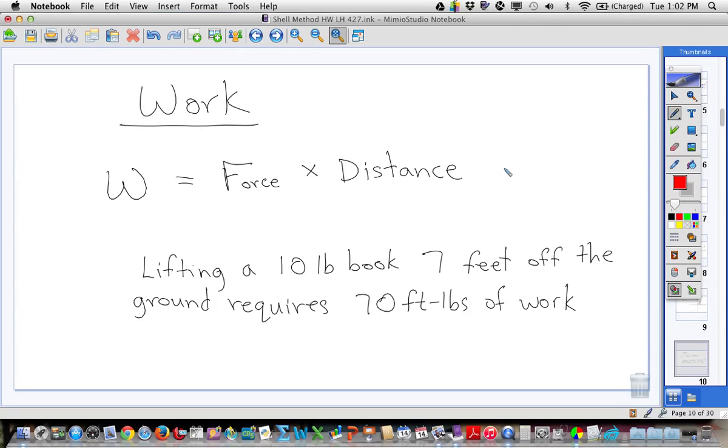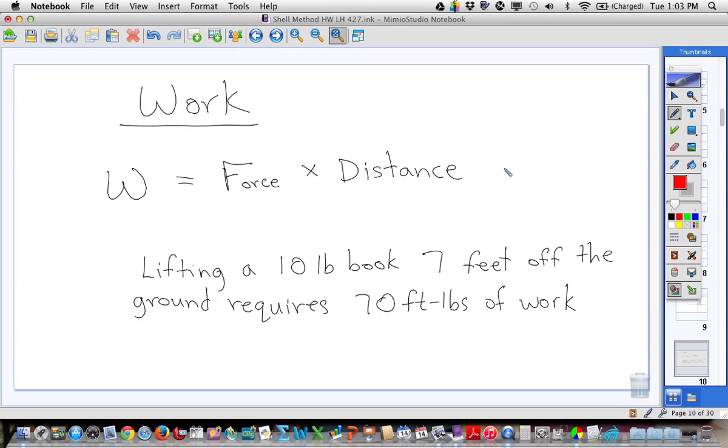I'm going to take a 10-pound book off the floor, lift it 7 feet up over my head, right? Not 7 feet over my head, but a distance of 7 feet from the floor. And that would require 70 foot-pounds of work to do that. The force is the weight of the book. Okay? So pounds, so our force is measured in pounds.